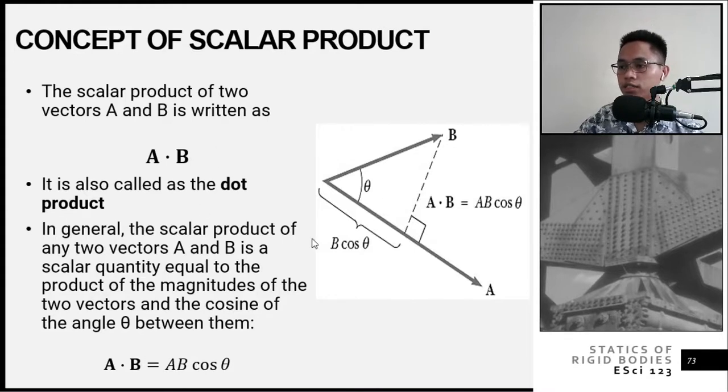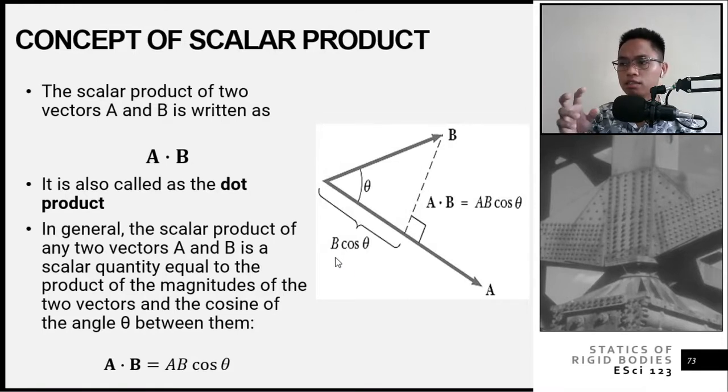Dot product is just simply the magnitude of one vector, say A, multiplied by the magnitude of the projection of the force towards A, so that is B cosine theta. It is simple.